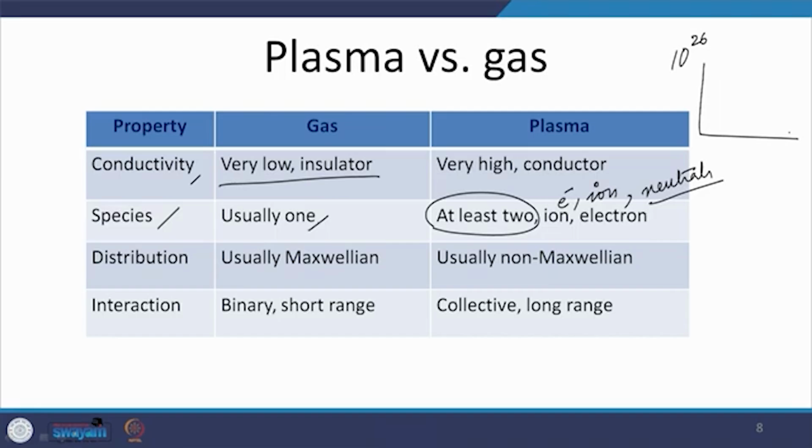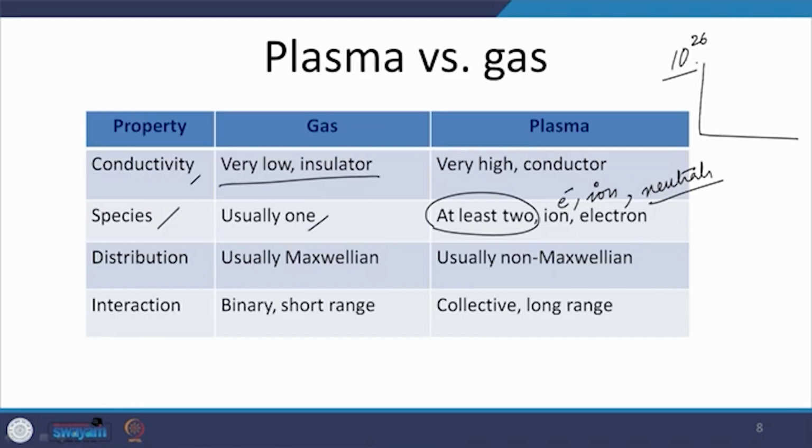So, for example, it is not practical to say that all the 10 to the power of 26 atoms or molecules will have the highest velocities. No, they will not. At the same time, I cannot say that all of them will have low velocities. What will happen is that there will be some molecules with the highest velocities, some with average velocities, and some with very low velocities. The way these energies differ across these 10 to the power of 26 atoms or molecules is referred to as distribution.